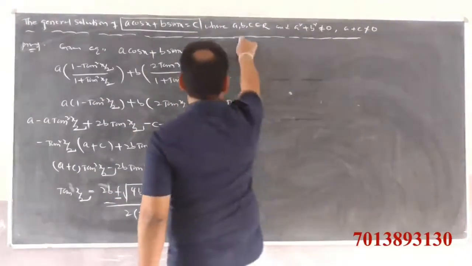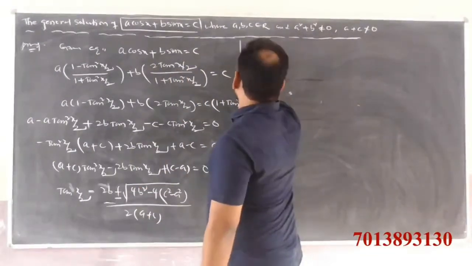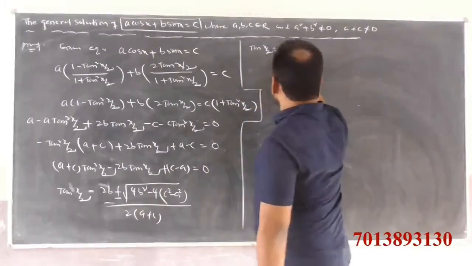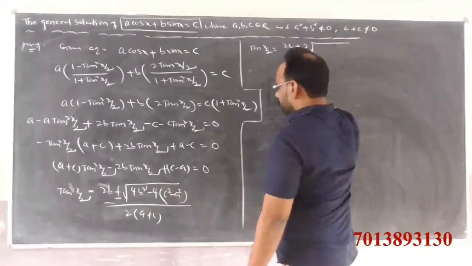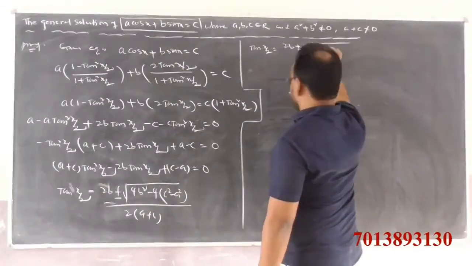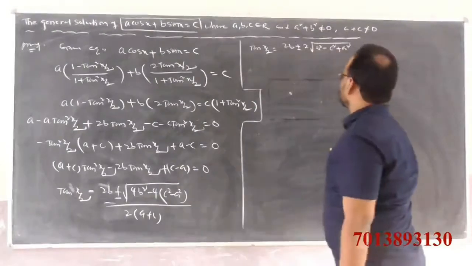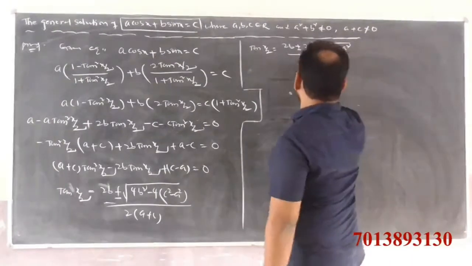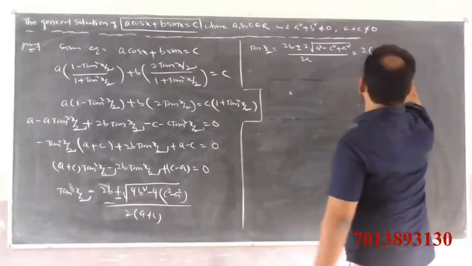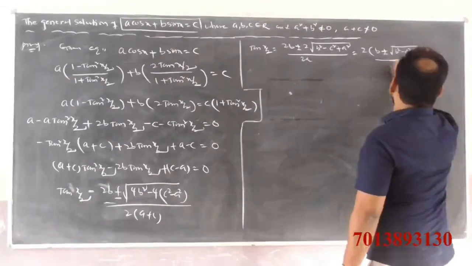So clearly, tan x by 2 equals 2b plus or minus... If you take 4 as common, we get square root of 4, which means 2, into square root of b square minus c square plus a square, by 2a. If you take 2 as common, we get 2 times of b plus or minus square root of b square minus c square plus a square by 2a.